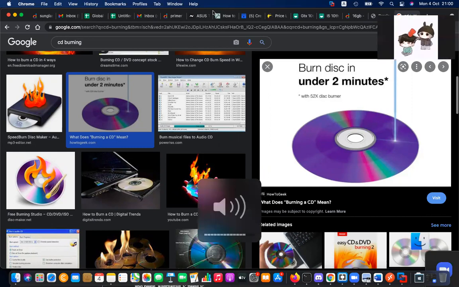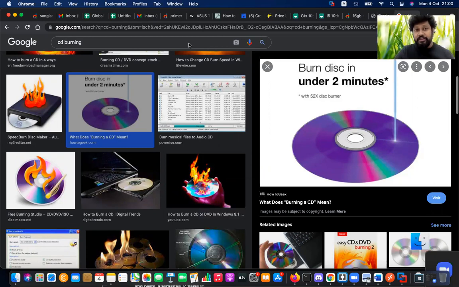By the size it is burned and the area it has covered by burning. Yes, you can see the area that it has covered.